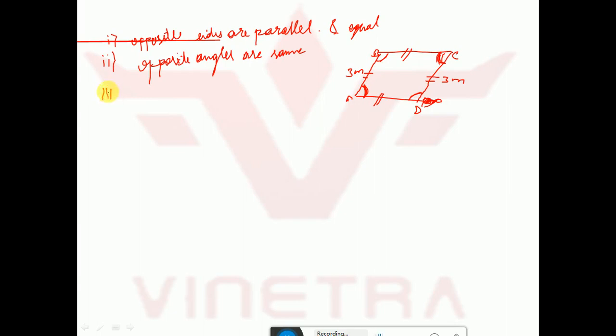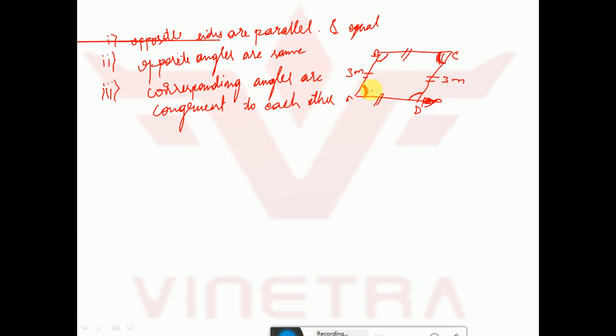Now the third property is corresponding angles are congruent to each other. Congruent to each other is nothing but the corresponding angles are same. If I extend this line here, this angle and this angle are same. These two are corresponding angles and they are same.